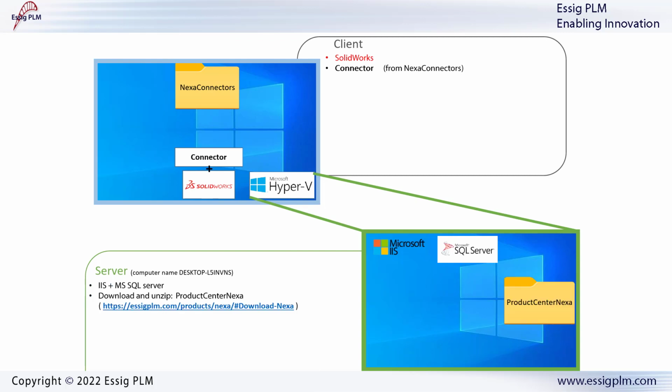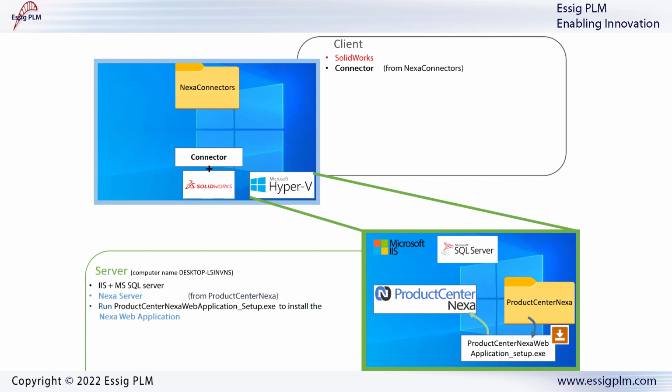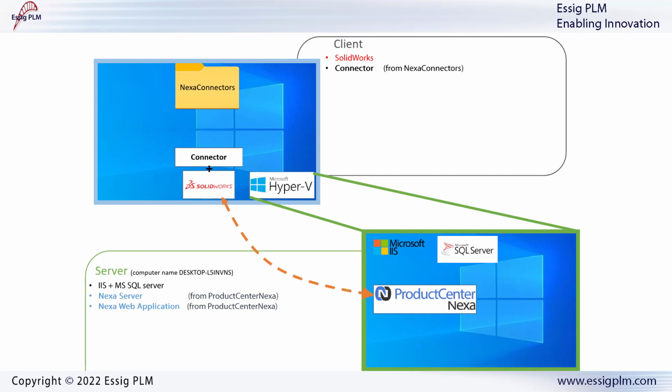As soon as the prerequisites are installed, one needs to download the Product Center Nexa file from the Essig PLM website and unzip it. By running as an administrator the Product Center Nexa server setup.exe file, one installs the Nexa server on the virtual machine. In order to be able to access the Nexa server from a web browser of the client, one needs to install also the Nexa web application. This is obtained by running as an administrator the Product Center Nexa web application setup.exe file. The basic client-server architecture is now complete.